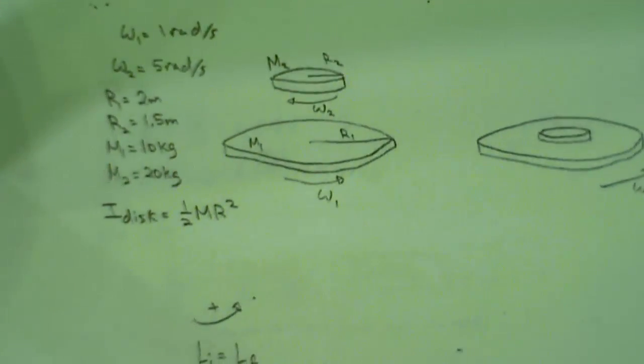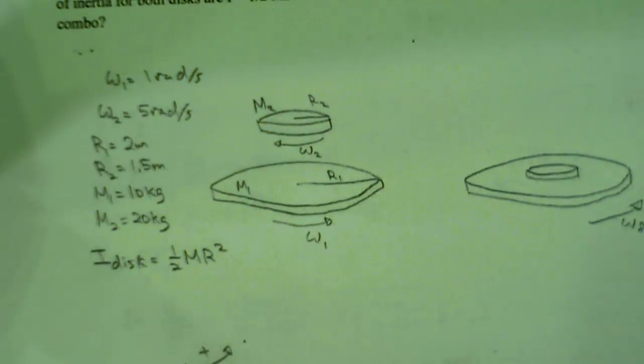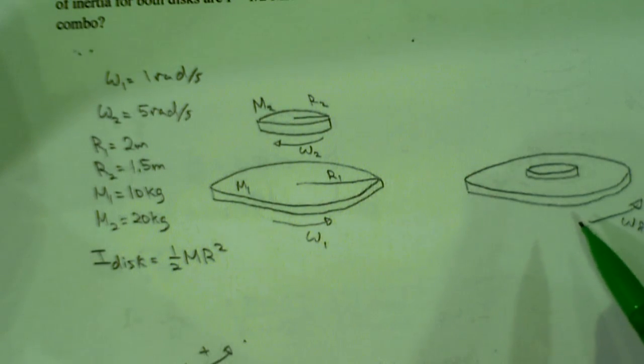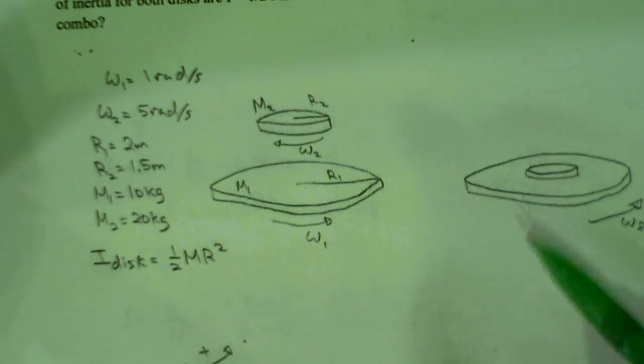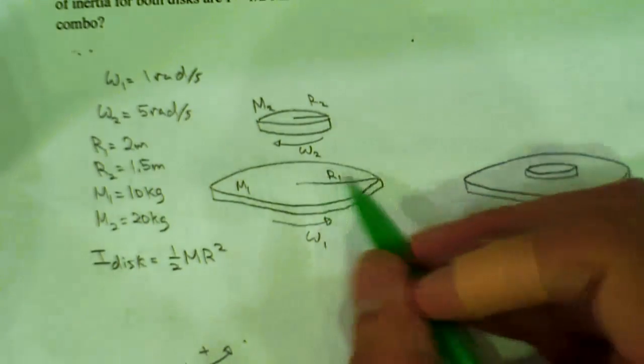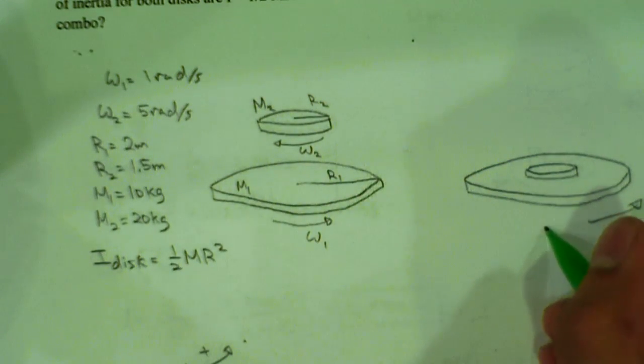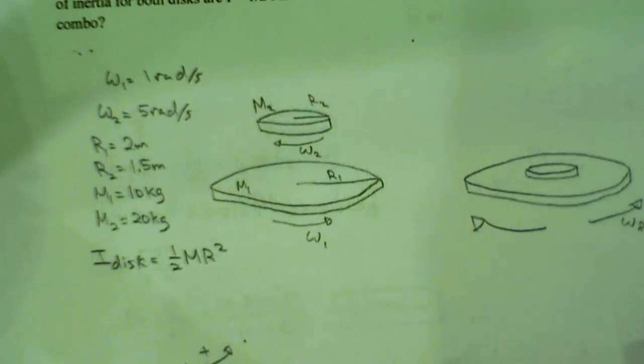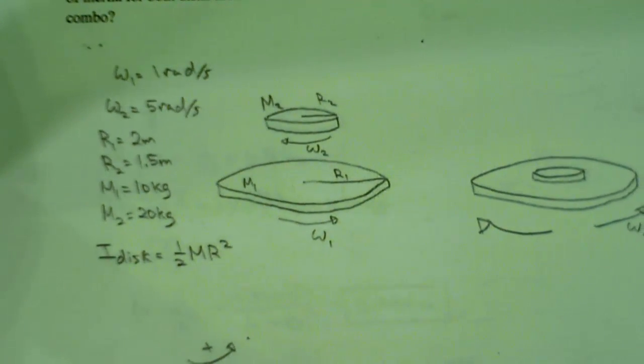So what that tells me is, since it's negative, that the final rotation is actually going to be in the other direction. So when the arepa lands and they both start spinning at the same rate, it's actually spinning in this direction. Make sense? All right. Are there any questions on this problem?